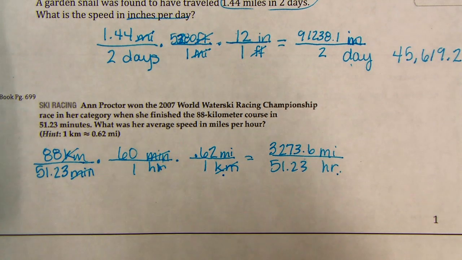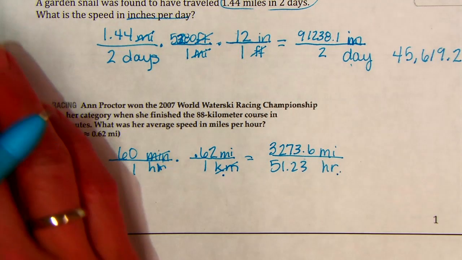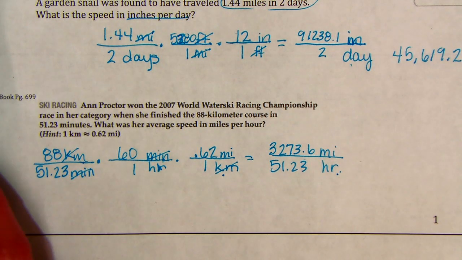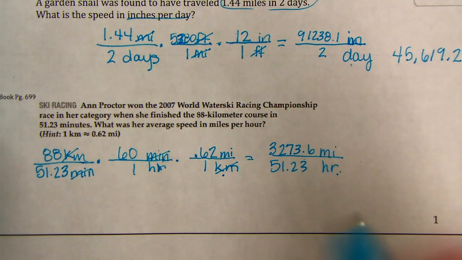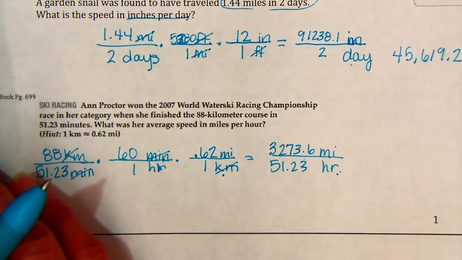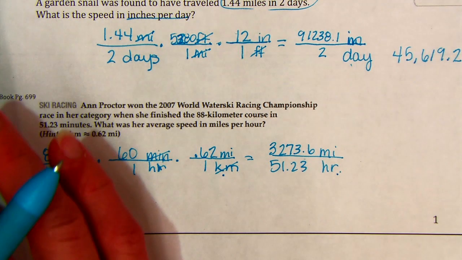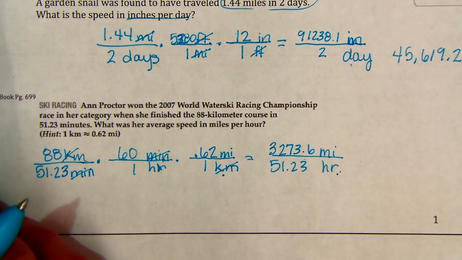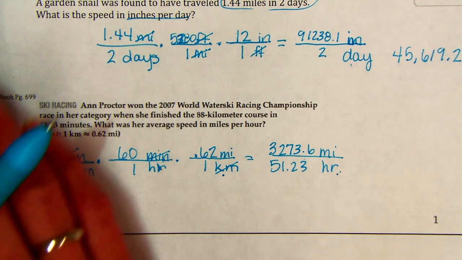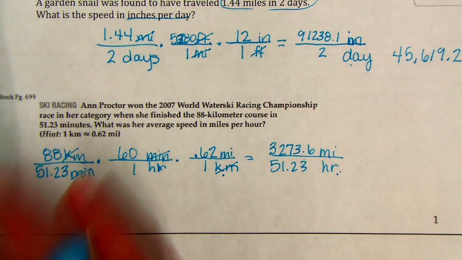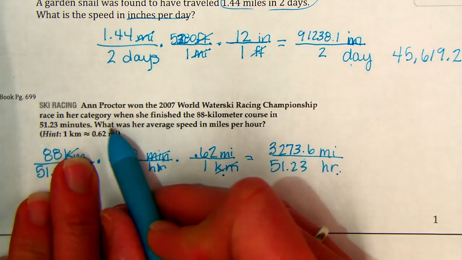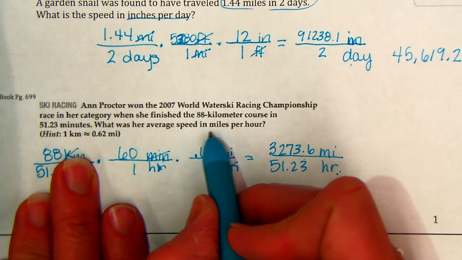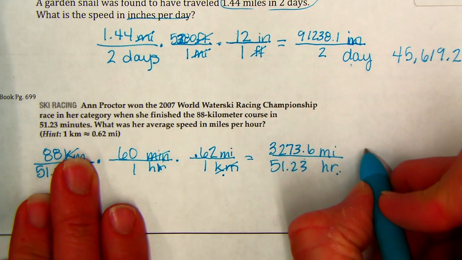3273.6 divided by 51.23. And that is still not right. 3,273.6 divided by 51.23. Finally, to the nearest average speed in miles per hour, it's 63.9. So I'm going to go ahead and make it 64 miles per hour.